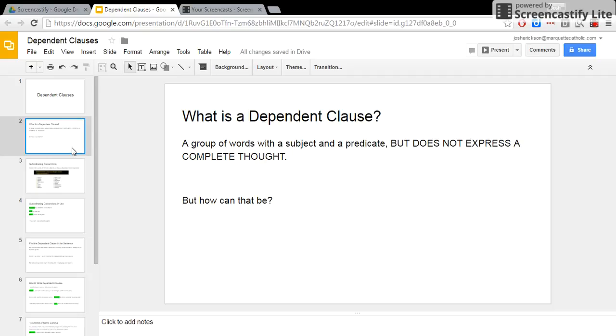A dependent clause is a group of words with a subject and a predicate, but it does not express a complete thought. And I know we've talked about how a sentence needs a subject and a predicate, and that is what makes a sentence, and that is true, but there are ways that the rules are not followed.